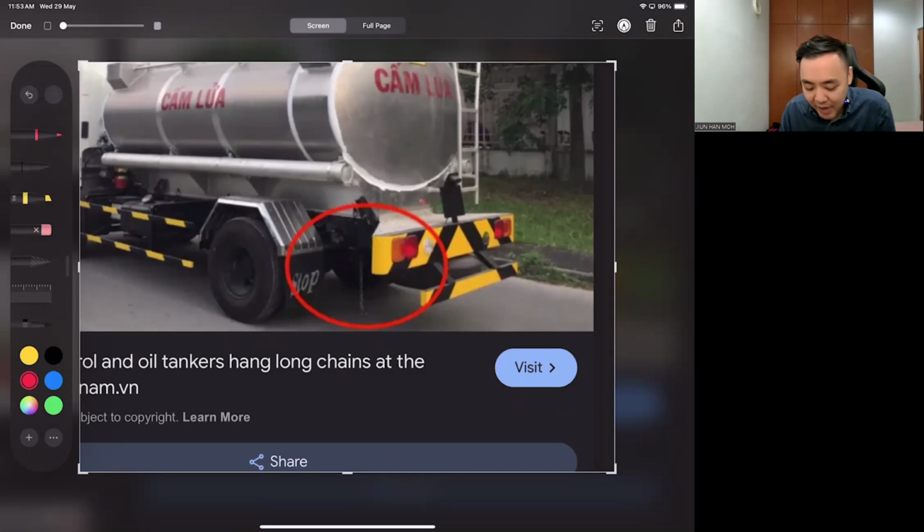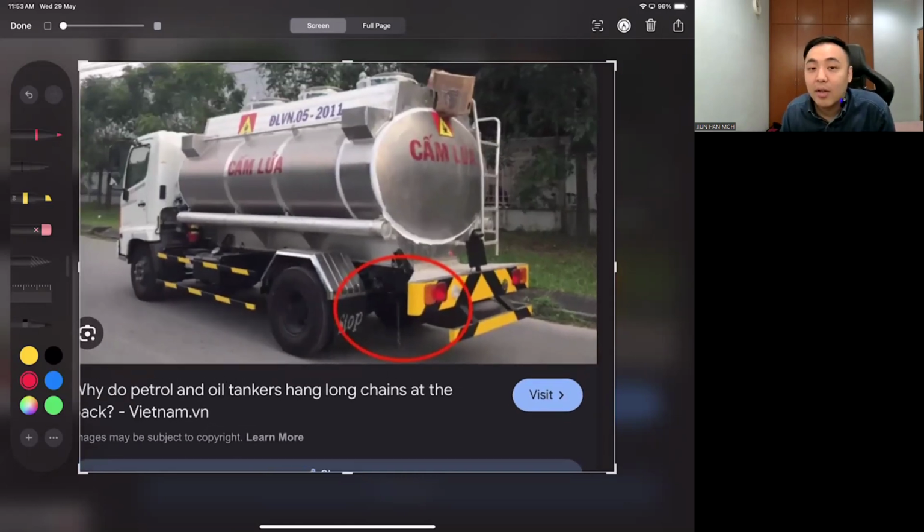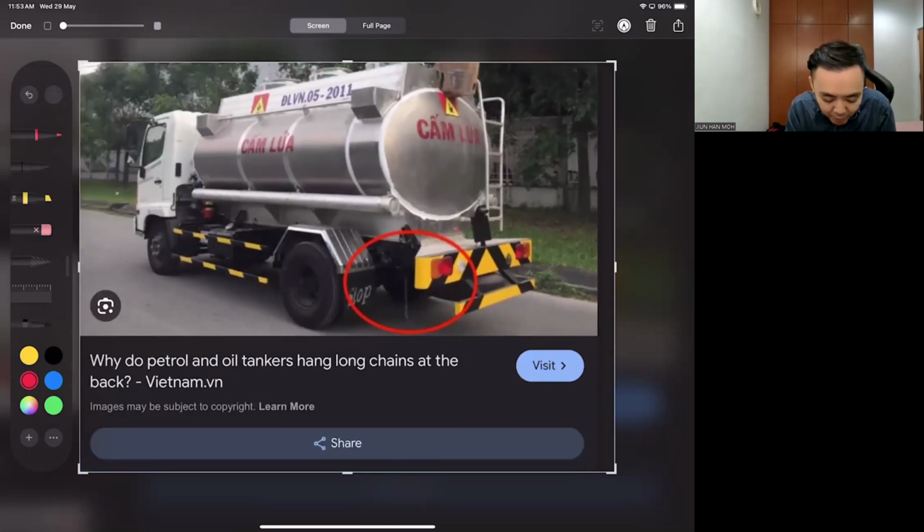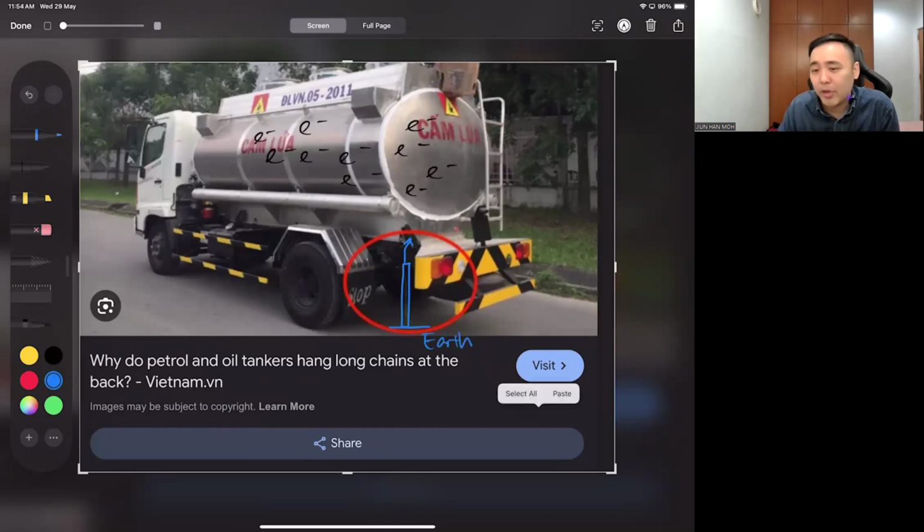Getting the point now? So what is this long chain for? Because it's metal, it helps to discharge the truck. Just imagine when you travel, there will be a lot of extra static charged electrons on the body already. If you don't have the metal chain, they are stuck here, they've got nowhere to go. The metal chain is a bit like a connector. It connects the metal part of the car to the earth, which is the ground.